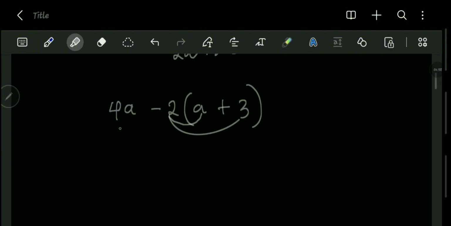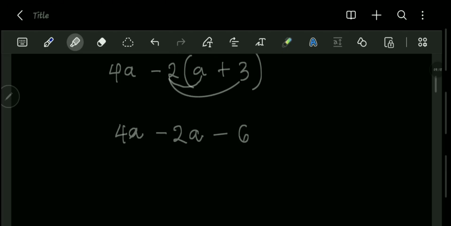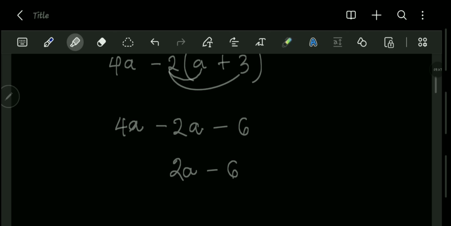So doing that, I'm going to have 4a remains the same, minus 2 times a is minus 2a. Are you seeing that now? Then minus 2 times plus 3, of course, minus times plus will give us a minus, then 2 times 3 will give us a 6. Then you can collect your like terms by saying 4a minus 2a giving you 2a, then minus 6. Are you seeing that?